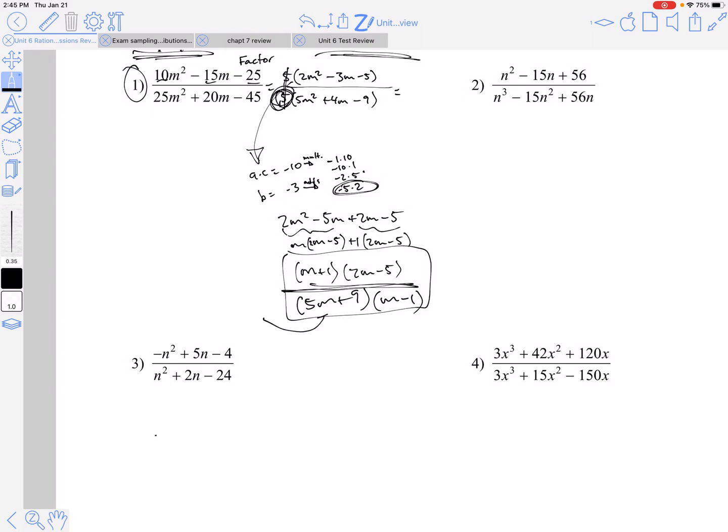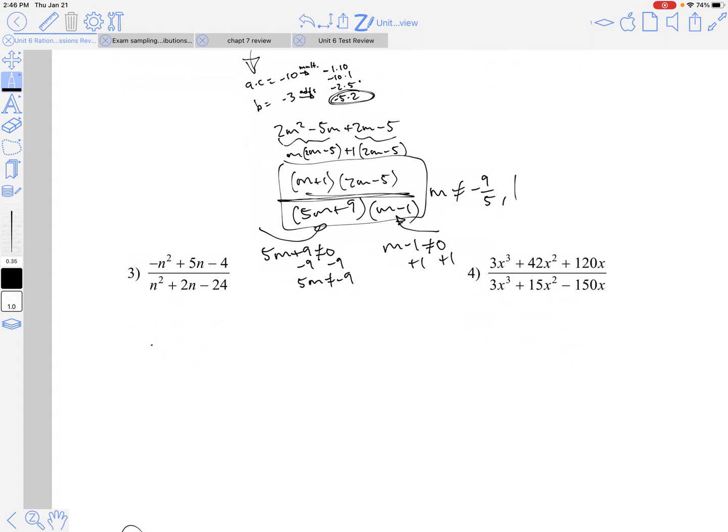What we have to worry about is this guy and this guy. Because they're multiplying together, we're going to use the zero product property and take any denominator factor and make sure that it does not become 0. Because if it does, it'll multiply and make the whole thing 0. So I just use my two-step equation work right here and say, all right, m cannot be negative 9/5 or 1. Okay, and there's number 1. Let me know if you need me to do any other of those, but that is how you do it.